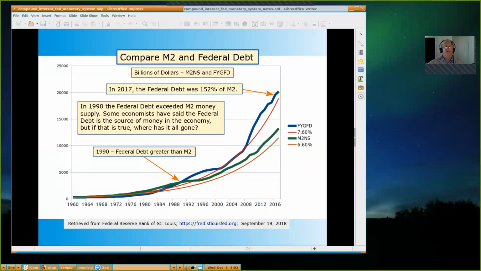I'll keep her back. Okay, so the federal debt is greater than M2 in 1990. Up until 1990, the federal debt was less than the money supply. Now it's 152% of M2. I wanted to note that I've heard economists say that the federal debt is the source of money in the economy, but I'm not clear on how that matches with the federal debt being 152% of the M2 money supply. If the federal debt was the money supply, there seems to be some of it missing.